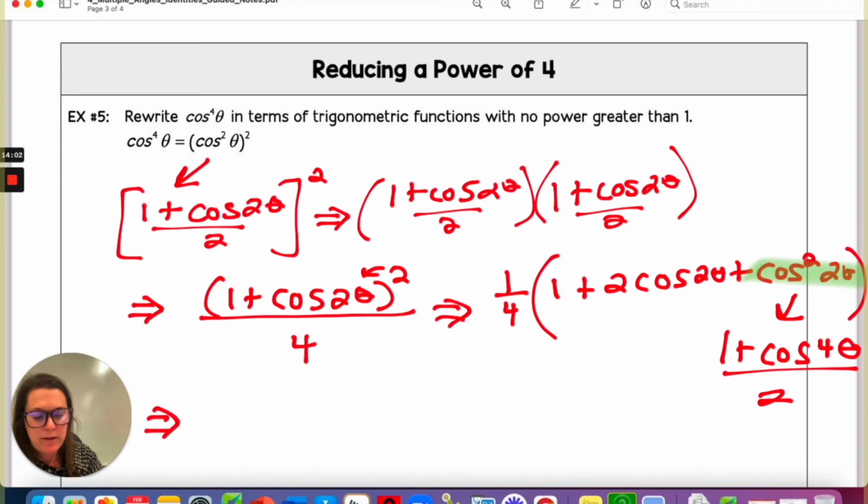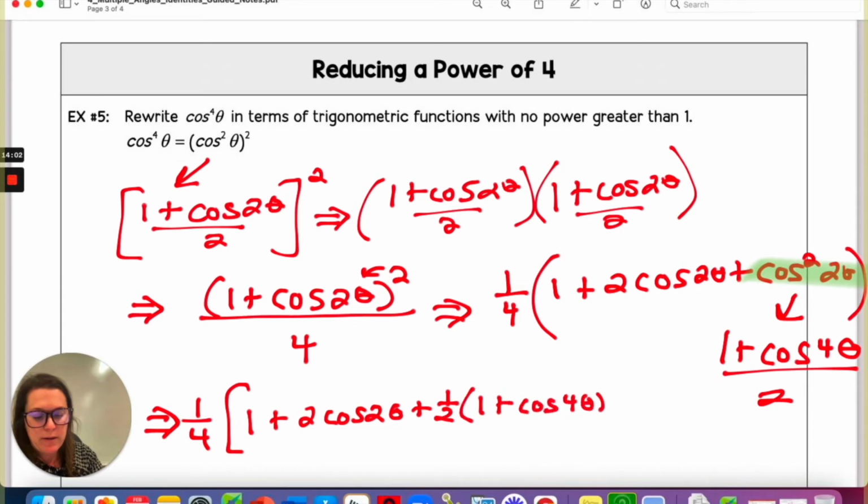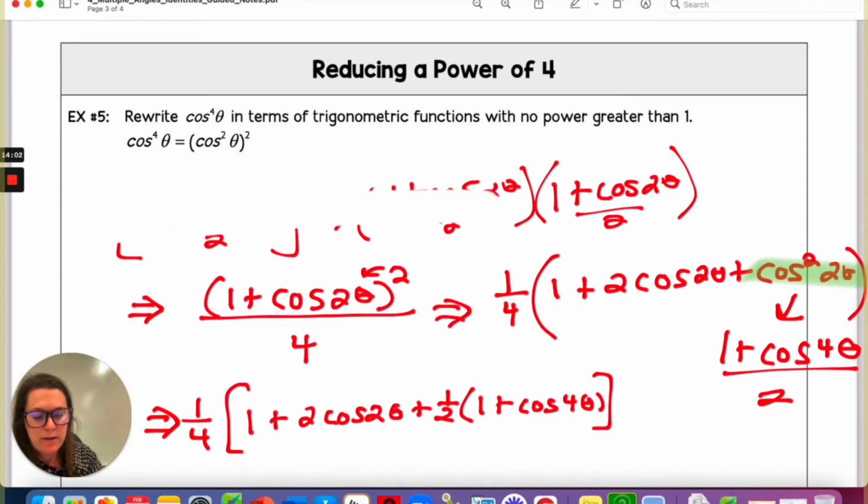All right, so now my next move is going to be down here. So now I have my 1/4. So 1 plus 2 cosine 2 theta plus, factoring out that 2, would make it a 1/2 times 1 plus cosine 4 theta would be my next move. Now I'm going to take out a 1/2 from everything. So I'm going to factor out that 1/2. I'm going to have to move up here. I'm running out of space.